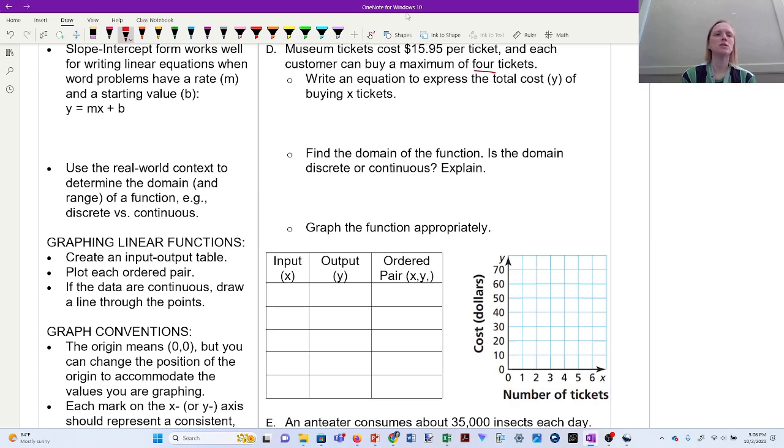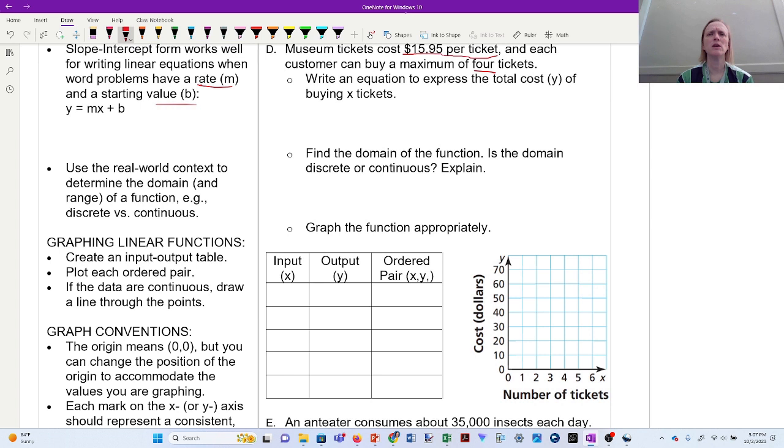So slope-intercept form, y equals mx plus b, works well when you're writing linear equations that have a rate and a starting value. Okay, so here my rate is $15.95 per ticket. I know this is my rate because it mixes units. Rates always take 2 different units, like dollars and tickets, and put them together in a single quantity. $15.95 per ticket. Another example would be something like miles per hour. That takes miles, a distance, and hours, a time, and combines them together in a single value.